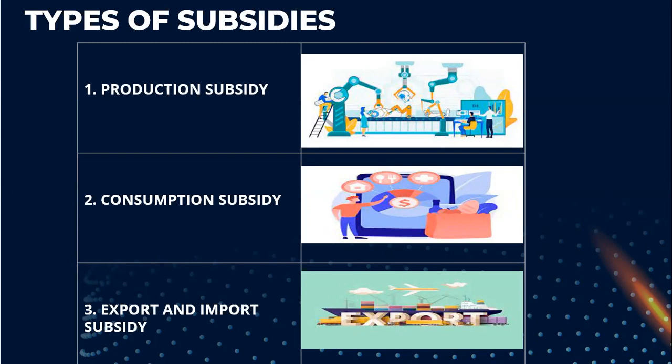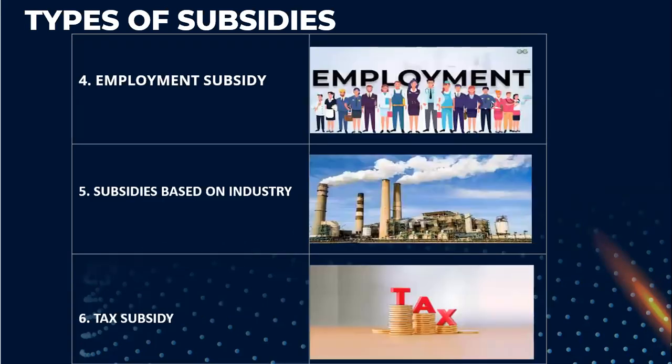Import and export subsidy. This is another form of financial aid given to promote foreign trade. Employment subsidy. These are schemes designed to tackle unemployment. The government designs incentives for organizations to enable companies to extend more job opportunities. It may be in the form of subsidized real estate or lower initial investment cost of setting up a company.